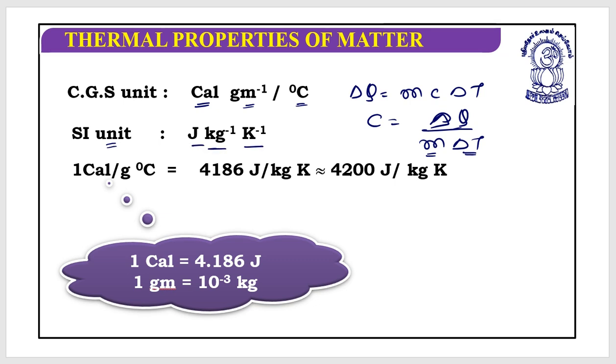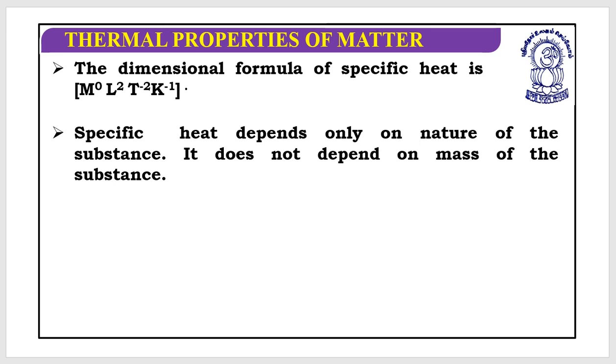Now, please understand and please remember this conversion. 1 calorie per gram into degree Celsius is equal to 4186 joule per kg into Kelvin. Approximately you can write this as 4200 joule per kg into Kelvin, because this is going to be used many a time. Please do remember this.